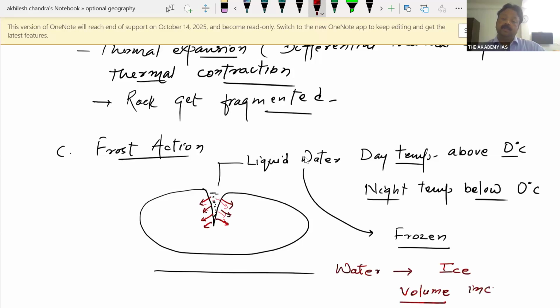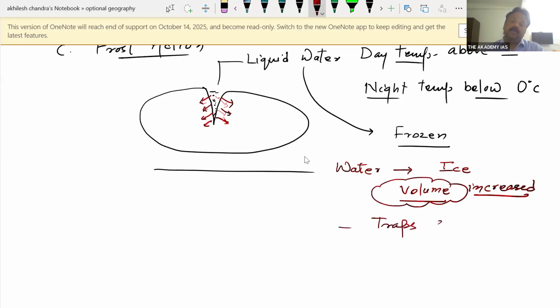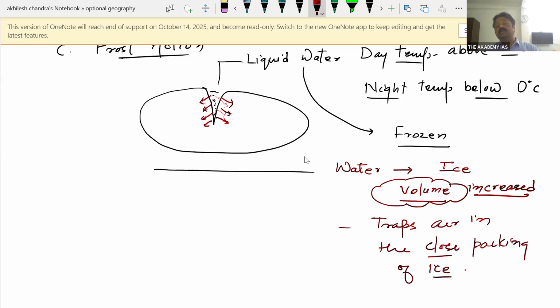वॉल्यूम increased. ये anomalous behavior of water है कि जब water liquid state से solid state में जाता है, बाकी जगह आप देखोगे other material undergoing solidification or you can say condensation, then the volume gets decreased, but in case of water it gets increased as it traps air in the close packing of ice. तभी आप देखते होंगे ice is lighter than the water. When you drop the ice cube in water it floats. Fine. क्योंकि इसका volume ज्यादा होता है, same mass as more volume, that's why density is less.